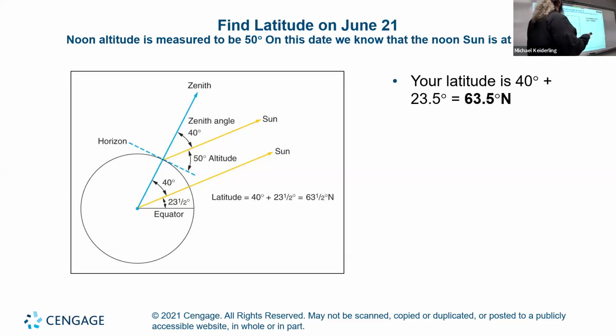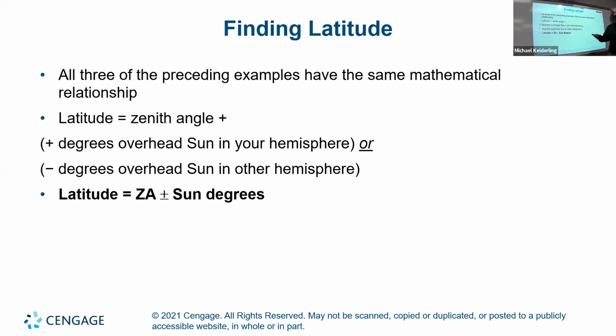Now, if you observe the sun to be at 50 degrees when you are at the equinox, you would be at 50 degrees north. That would be straightforward, because at the equinox, the sun is over the equator. It's at 0 degrees. So to find the latitude, you need to know two things. The zenith angle of the sun, which you can get by measuring the altitude of the sun, and where the sun is directly overhead, which is based on the date.